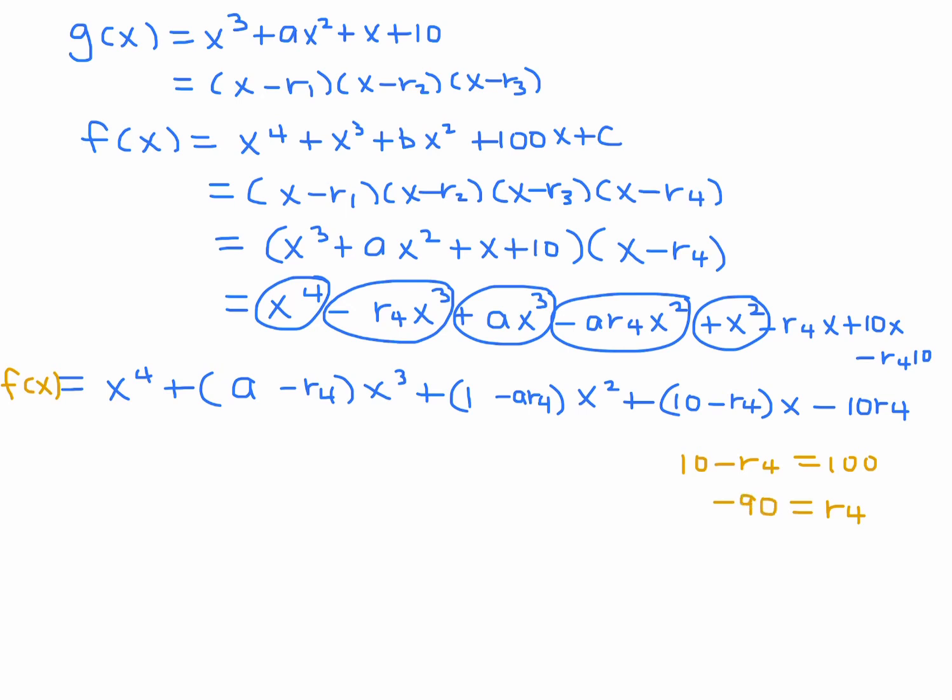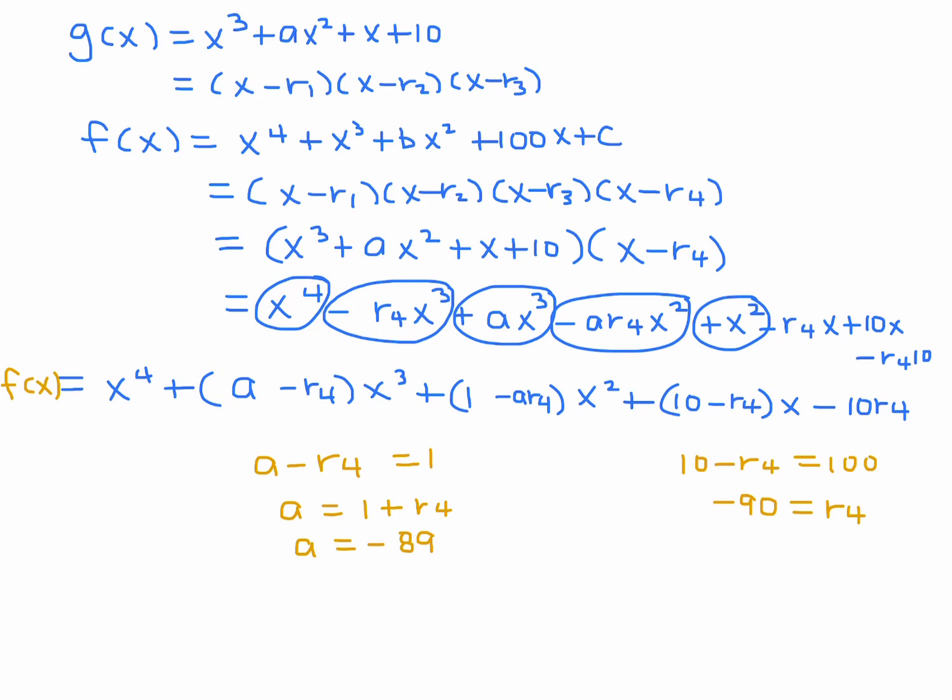All right, let's do another one. Let's see what I can do. This one, a minus r4 is equivalent to this coefficient, which is just 1. So a minus r4 is equal to 1. That means a is equal to 1 plus r4. R4 is negative 90, so this is negative 89.